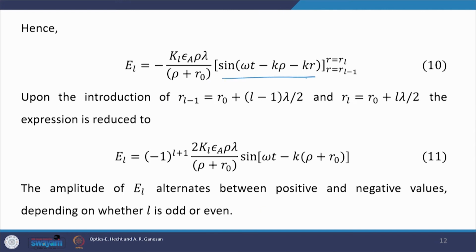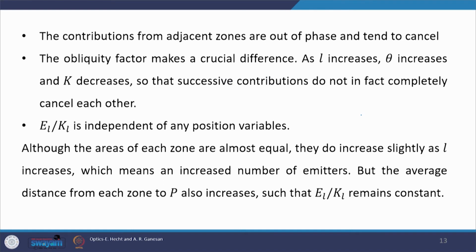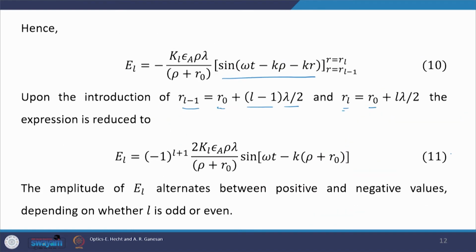and then after integration we get equation number 10, where R L minus 1, as I said before, is equal to r naught plus (L minus 1) lambda by 2, and R L is r naught plus L lambda by 2, which is what I wrote here. Now, with this substitution, equation number 10 reduces to equation number 11, and here you see we get a minus 1 to the power L plus 1. It means if you vary L, the sign of E L also varies. The amplitude of E L alternates between positive and negative values, and it depends whether L is odd or even.